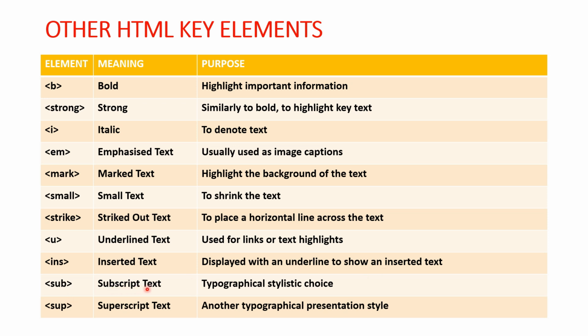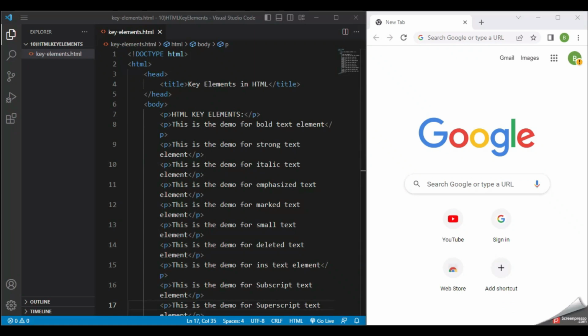There is the subscript text element with the SUB tag, which is used to style the text in the typographical way. There is one more typographical style element, which is superscript text element with SUP tag. These are all the HTML key elements. Let's see this in action.